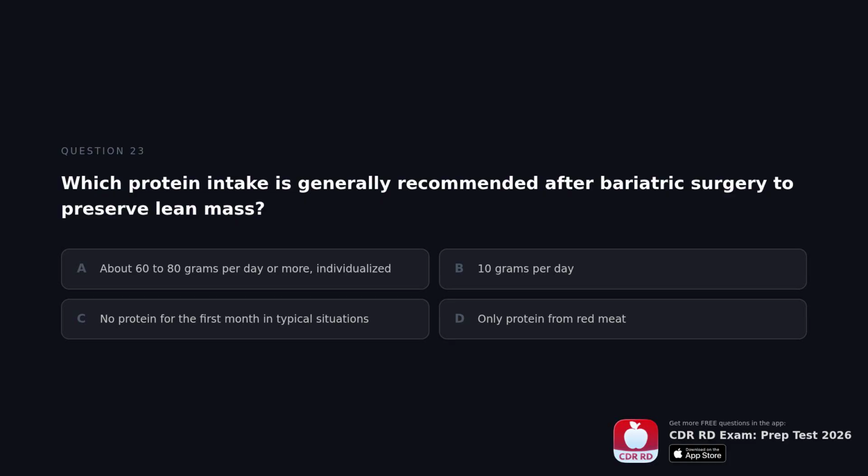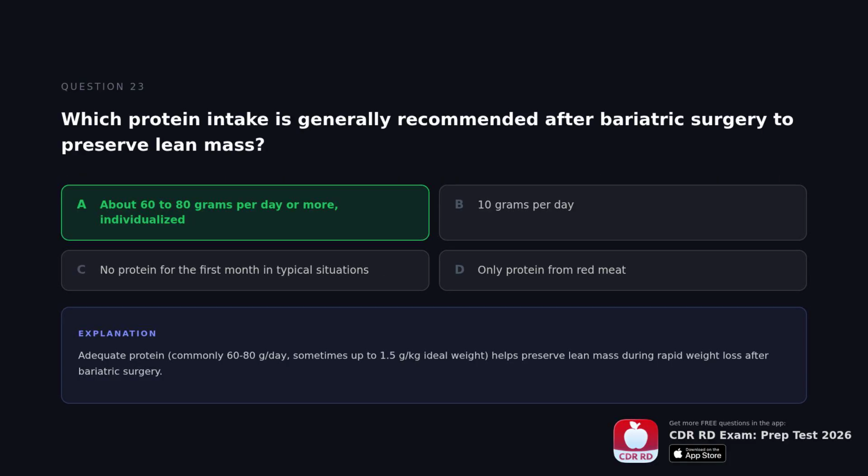The correct answer is about 60 to 80 grams per day or more, individualized. Adequate protein, commonly 60 to 80 g per day, sometimes up to 1.5 g/kg ideal weight, helps preserve lean mass during rapid weight loss after bariatric surgery.